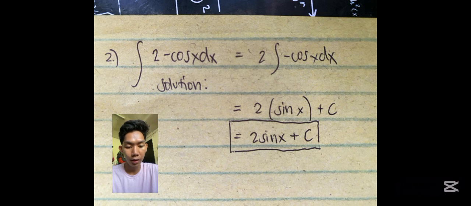And we place 2 outside the integral and place the result inside the parentheses, where we substitute the integral of negative cosine with negative sine x, and we place plus C. And lastly, we multiply 2 to the sine x, which is the equivalent of 2 sine x plus C. And that is the example of the basic integration rules, or the trigonometric function example.